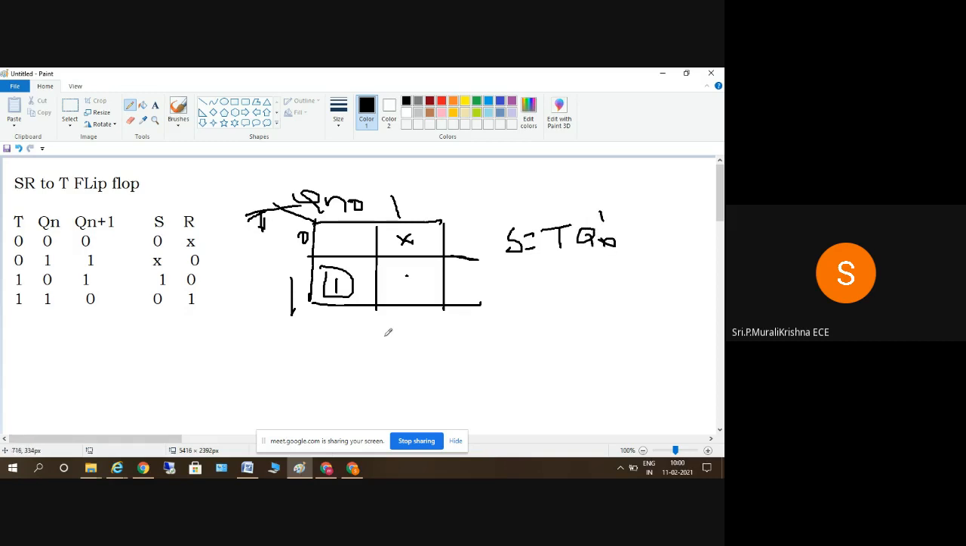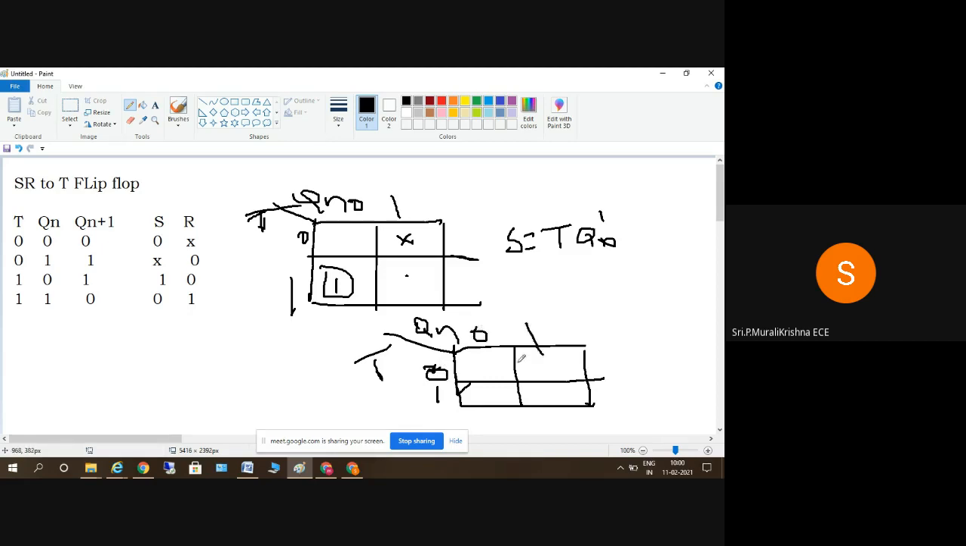And so the second one. This is T and Q of n, 0, 1, 0, 1, and R is don't care, 0, 0, 1 here. So this is the only thing here. So R is equal to T Q of n. Okay, so conversion of SR.